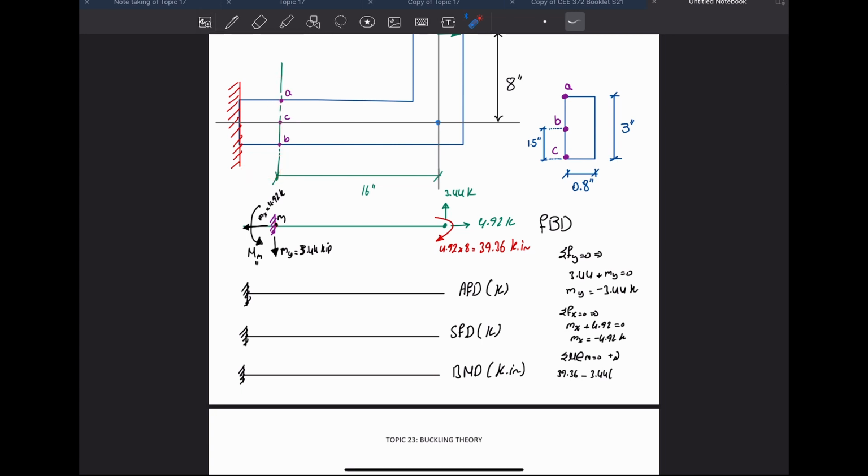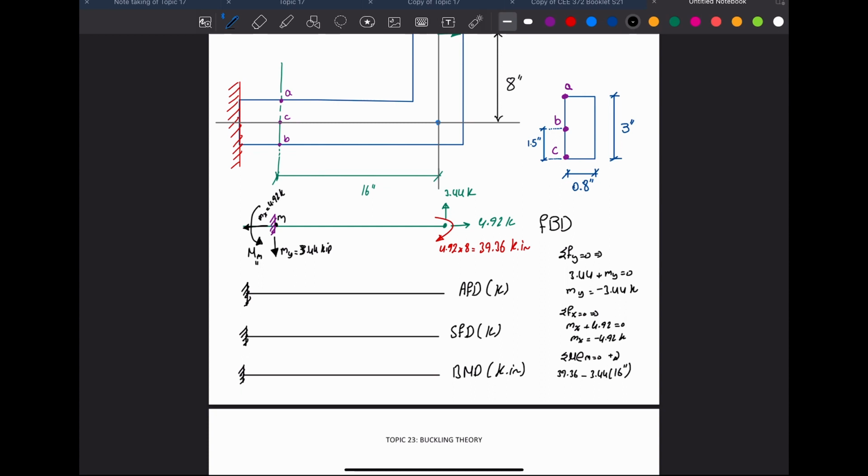Because again, it's going to be the same. If you put the fixation here, at that point there is x, there is y, and there's a bending moment. If you cut at any point within the beam, and we did that before, we had shear, we had axial, we had bending moment. So any point in that beam feels shear, bending, and axial moment. In that case, I will move the fixation to that section. Now if I want to calculate the bending moment, I will get 3.44 times the distance, 16 inches.